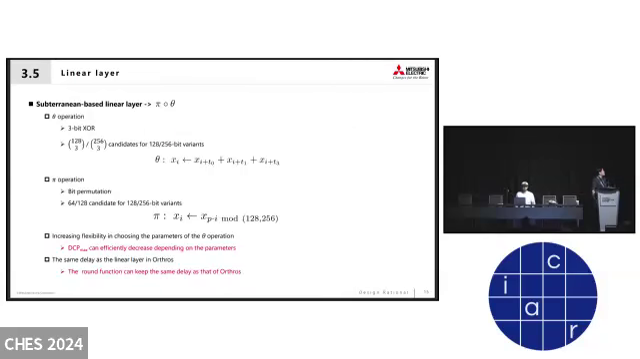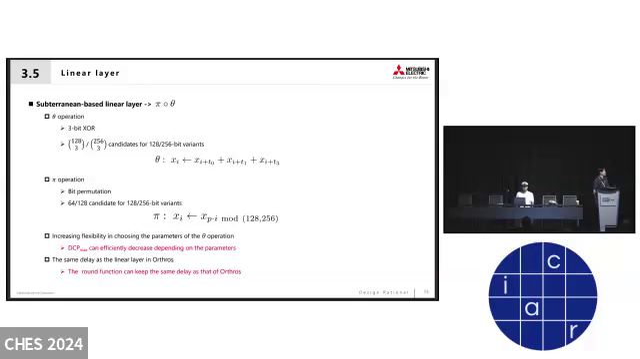So then, the linear layer. We employ a subterranean-based linear layer consisting of pi and theta. The theta operation is a 3-bit XOR. So the number of candidates of the theta operation is 128 combinations of 3 and 256 combinations of 3 for the 128 and 256-bit variants respectively. And the pi operation is a bit permutation. The number of candidates of the pi operation is 64 and 128 for each variant.